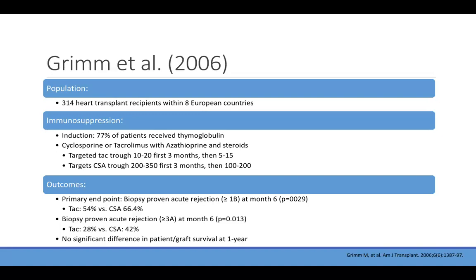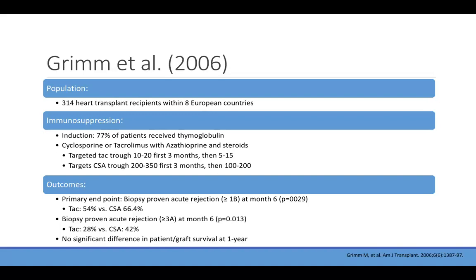All right, so then we can look at our tacrolimus and mycophenolate. There was a study that looked at 314 heart transplant recipients within 8 European countries. 77% of those patients received thymoglobulin induction. Then they were given either cyclosporin or tacrolimus with azathioprine and steroids.